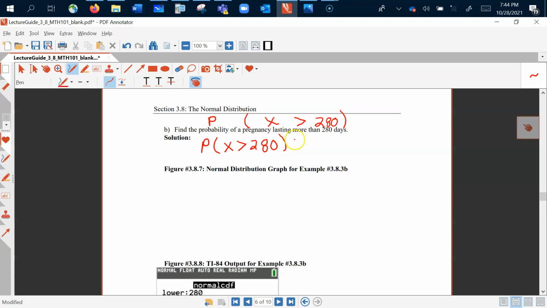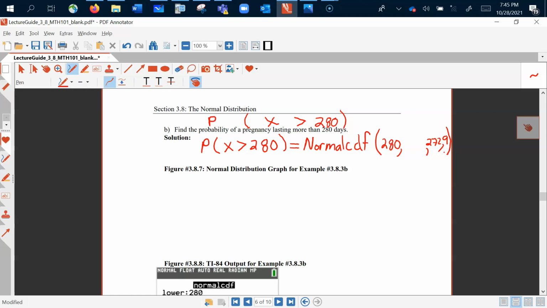So here I'm going to use the normal CDF. So here I'll actually just type out what my inputs will be in the normal CDF function. All right, and that's going to be, the lower value is 280. The upper value I'll skip for right now. The mean is 272, and the population standard deviation was 9.